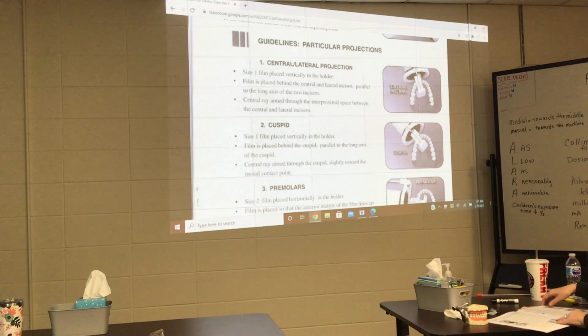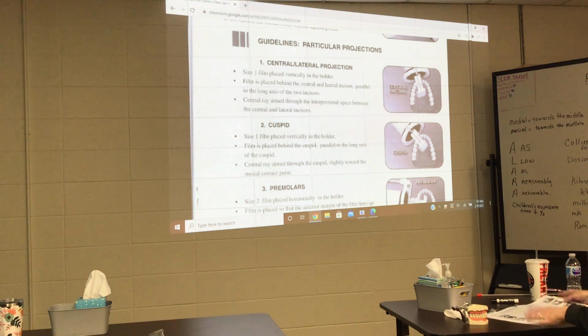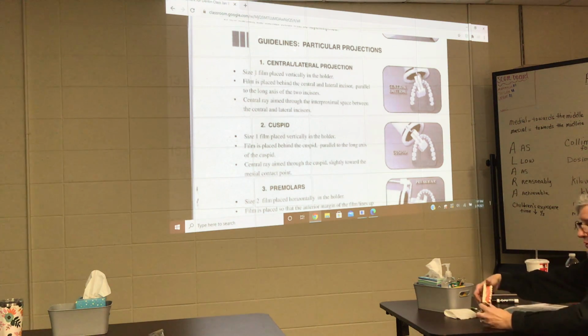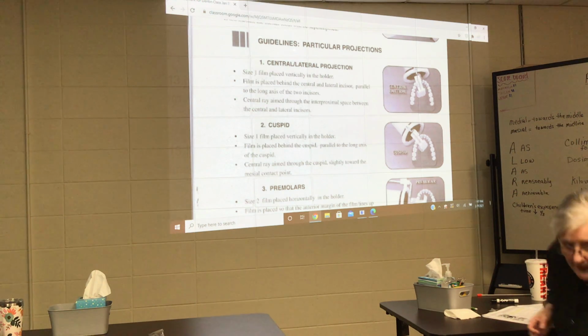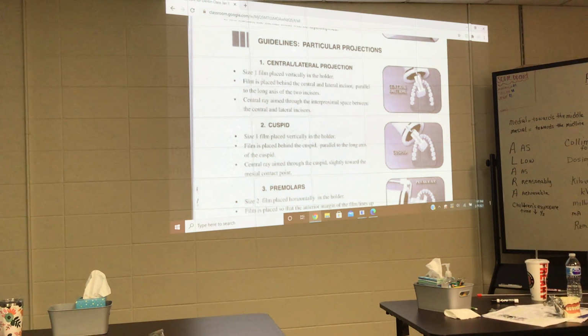Okay, so we're gonna start placing the films. So we're gonna start, it says, with a size 1 for anterior. Okay, so we're gonna pretend that we're using a size 1. Do I have size 1 film in here? I may. I think we do. We do.